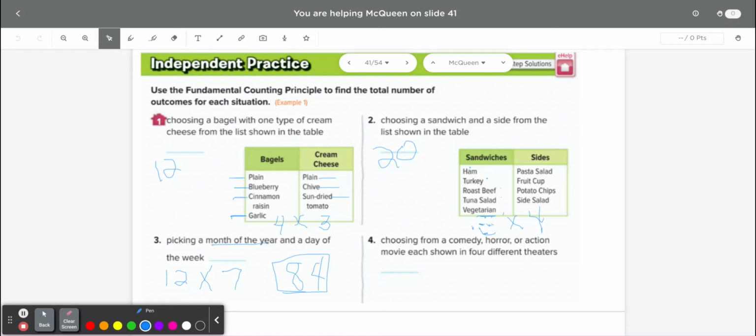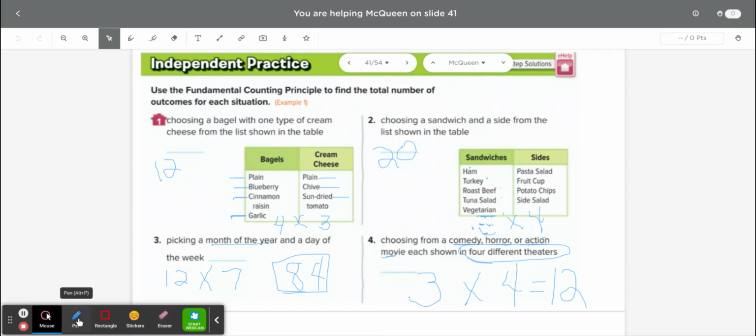If I am looking at the probability of choosing from a comedy, a horror, or an action movie, each shown in 4 different theaters, we have 3 different kinds of movies in 4 different kinds of theaters, which means I have 12 different movie combinations.